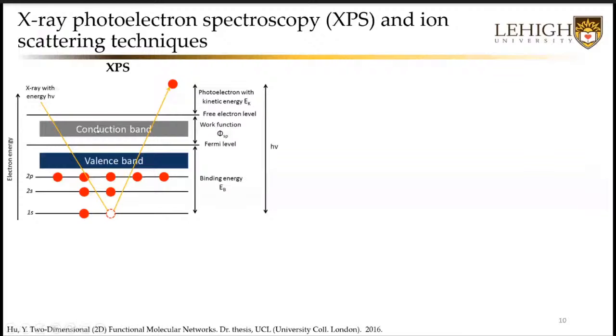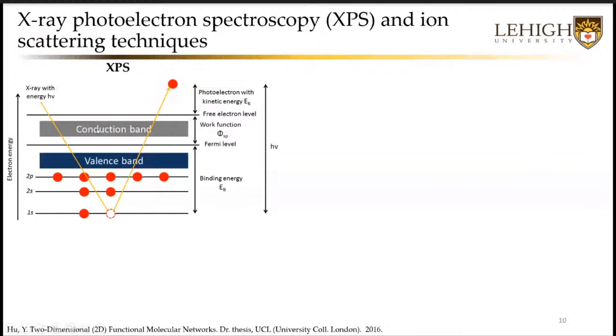So as you can see, when an X-ray photon comes and hits the sample, it knocks off electrons from the shells, and the kinetic energy and the difference in the binding energy can be calculated by this equation. So what you can get is quantitative chemical composition by using X-ray photoelectron spectroscopy.